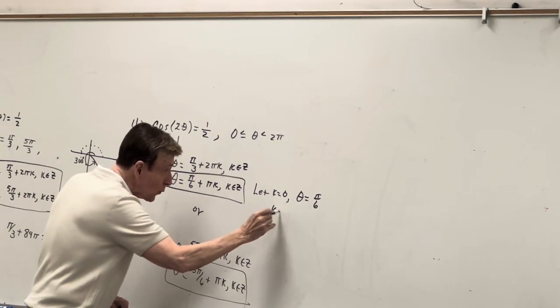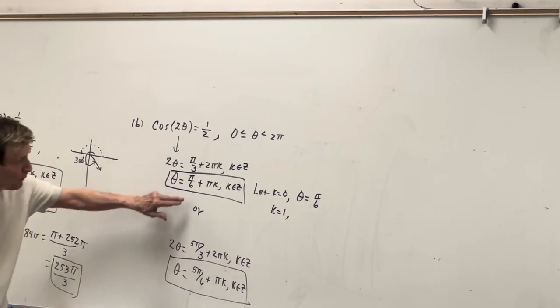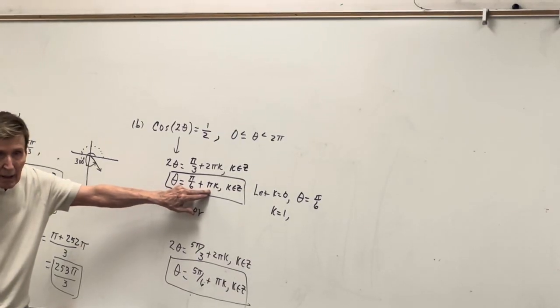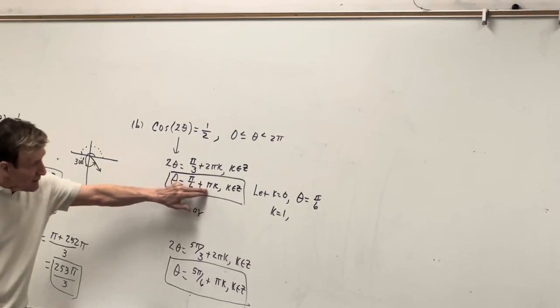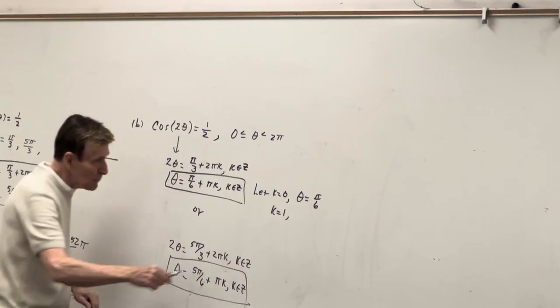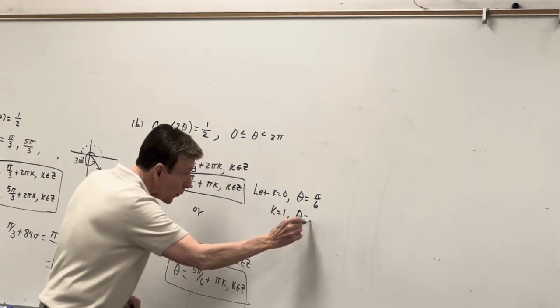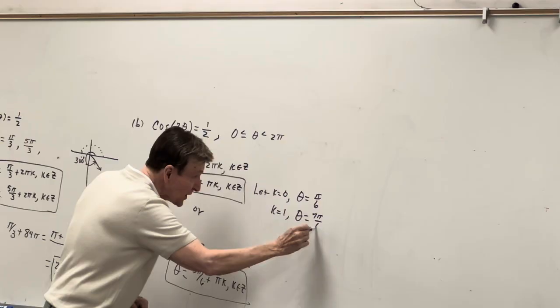I'm gonna let k be 1. I'll let k be 1 here, this becomes pi. And if you add these up to the common denominator of 6, is that 7 pi over 6? I hope. These are particular solutions.